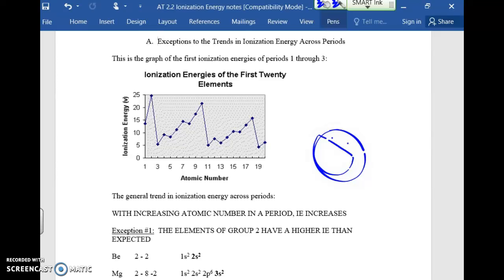Welcome to another lesson in Advanced Topics in Chemistry. Notice the title of this lesson, or part A of the lesson, is on exceptions to the trends in ionization energy across periods. The overall lesson is on ionization energy. Maybe I should just take a moment and remind you what ionization energy is.